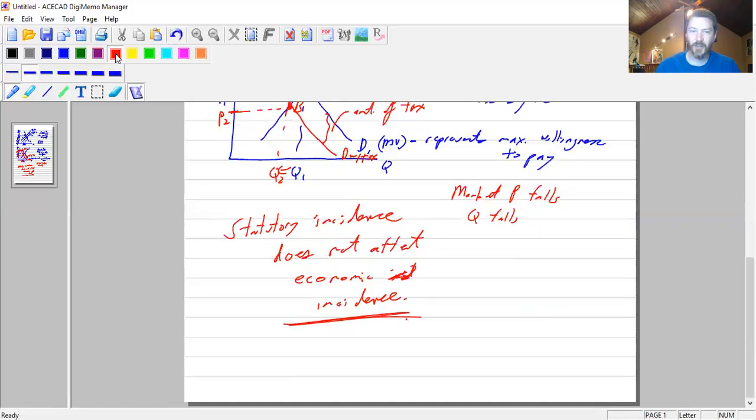The statutory incidence does not affect the economic incidence. The true economic outcomes associated with this excise tax are the same, regardless of whether legally the buyer pays the tax or the seller pays the tax.